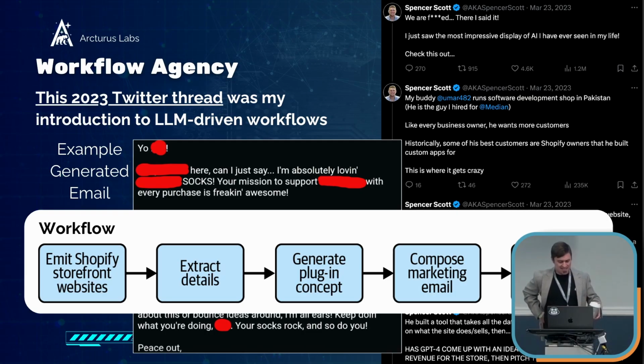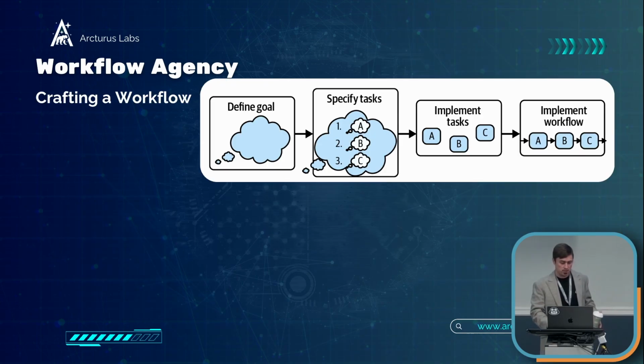But it's easy. Basically, you take something that is a complicated idea, and you break it down into chunks where each chunk is manageable by a model. In this case: give me the text for the storefront, extract the relevant details, brainstorm an idea, compose a marketing email, send it. That's all there is to workflows.